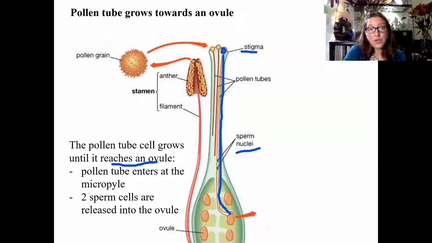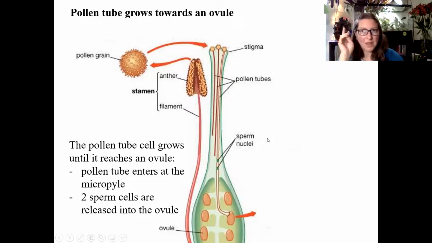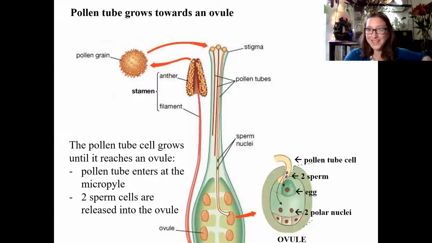Once the pollen tube reaches an ovule, the pollen tube is going to go into that hole, that micropyle hole of the ovule. And the 2 sperm cells are going to get released into the ovule. Now, you might think, right? Inside of that ovule is 1 egg, but there's 2 sperm here. So what are we going to do about this? The math doesn't add up, right? And you're right, it doesn't.